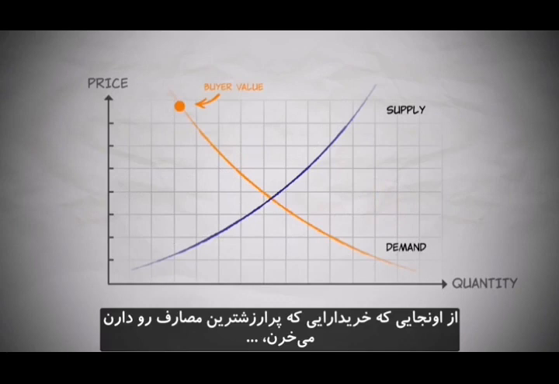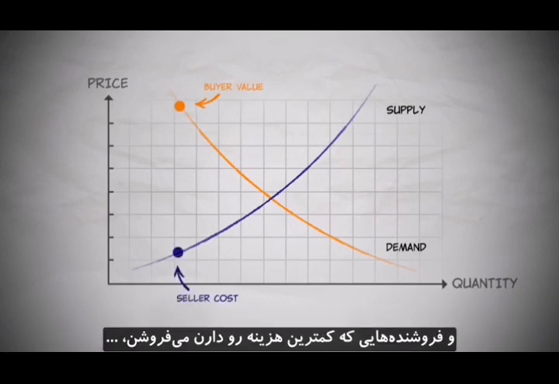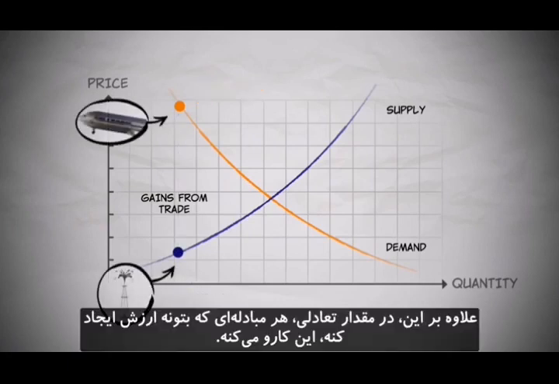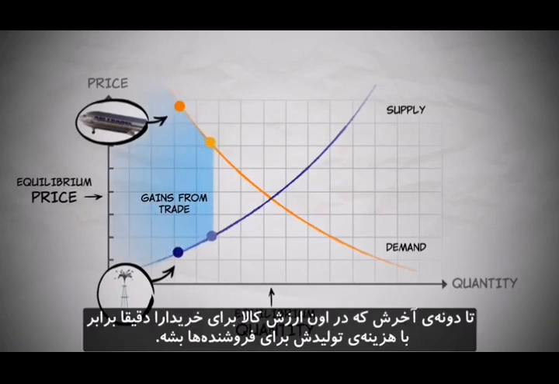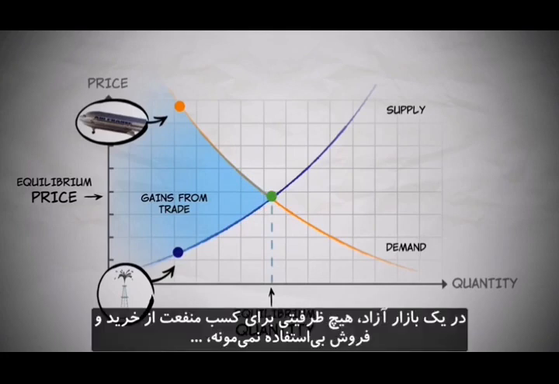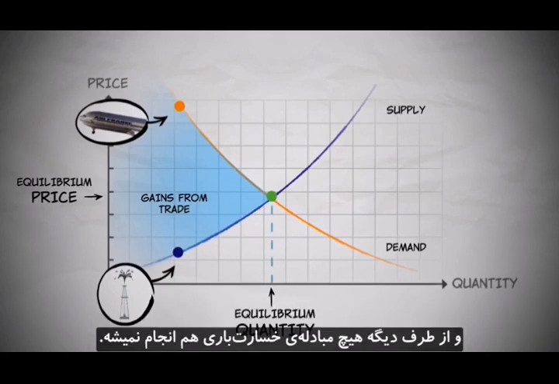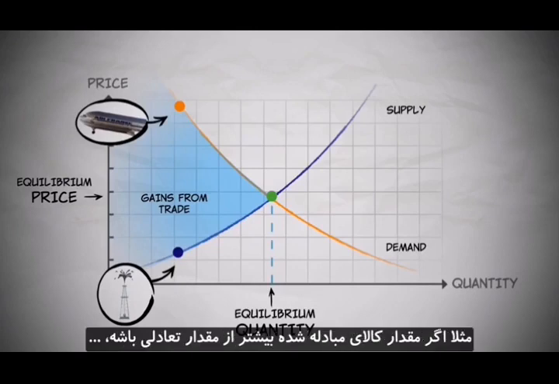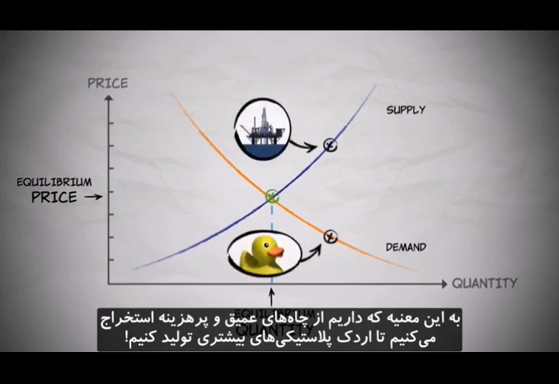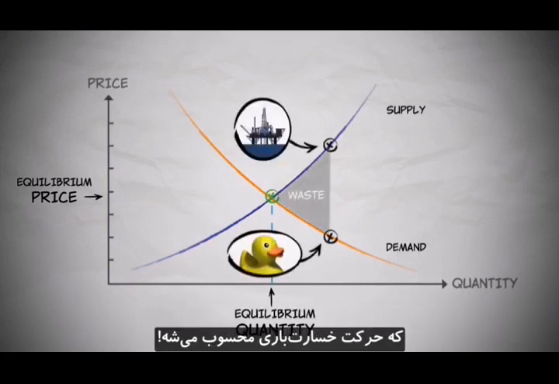Since the buyers with the highest values buy and the sellers with the lowest costs sell, the gain from trade, the difference between the value a good creates and its cost, is maximized. In addition, at the equilibrium quantity, every trade that can generate value does generate value up until the very last trade where the value to buyers is just equal to the cost to sellers. In a free market, there are no unexploited gains from trade and there are no wasteful trades. If the quantity exchanged were greater than the equilibrium quantity, for example, we would be drilling deep and expensive oil wells just to produce more rubber duckies, and that would be wasteful.